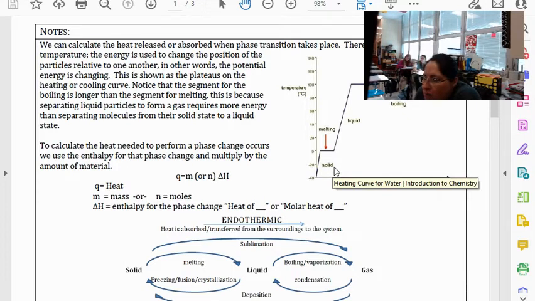Okay, and you guys should be familiar with the fact that where you see these plateaus, because during a phase change, the temperature does not change. Very good.